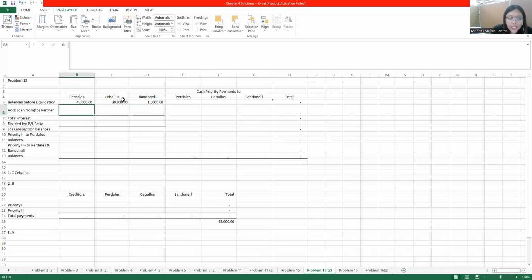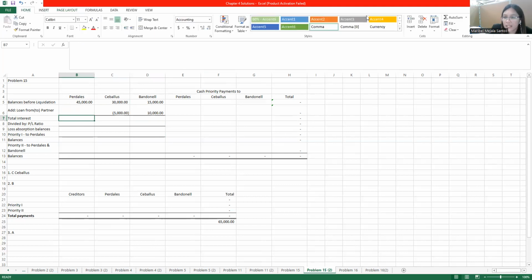Now, if there is any loan from or to a partner, pag may utang tayo sa partner, let's add it. Pag may utang si partner sa partnership, i-minus natin yun doon automatically. So, as you can see, there is a loan to C. May utang siya, di ba? Receivable siya ni partnership. So, i-minus natin ngayon siya kay C. While loan from B, i-plus natin ngayon siya kay B. So, ganun ka-importante yung loan to and loan from.